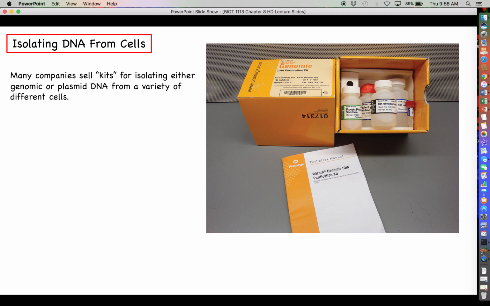So those would be examples of trying to purify proteins from cells. Well, it turns out there are also many cases in which you need to isolate DNA from cells, and we'll talk about that in a later section in this chapter.